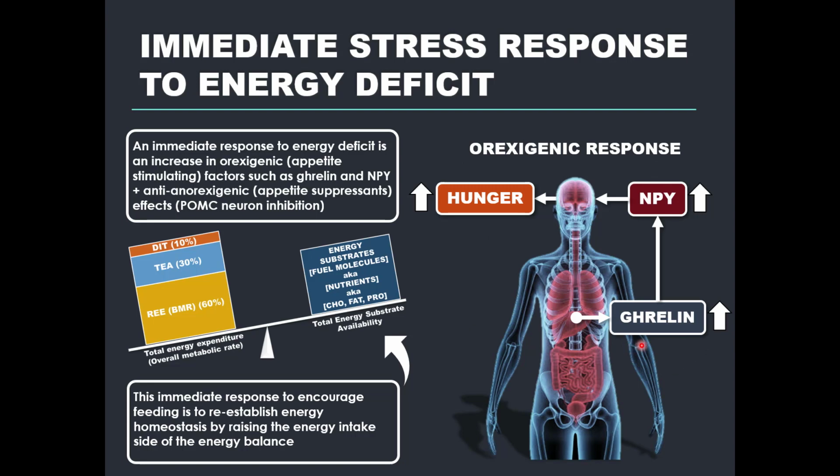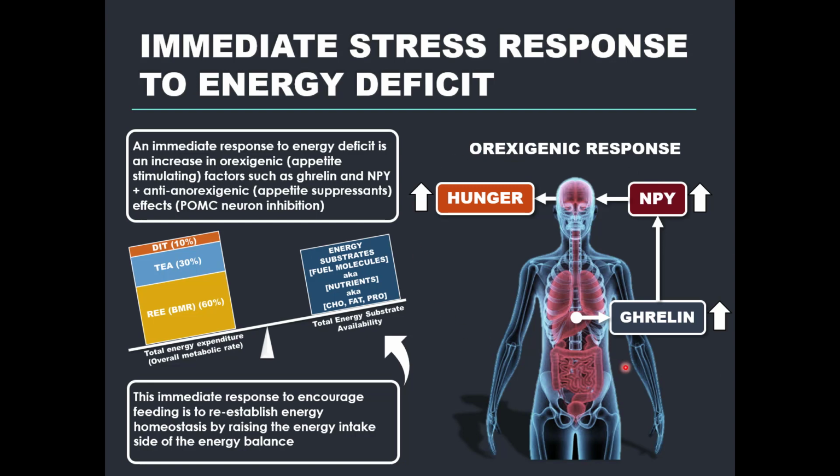Now, this is one example of an orexigenic response. There are other mechanisms that are orexigenic that stimulate appetite and hunger. So, in summary, if I ask the question, which of the following describes the immediate acute stress response to an energy deficit, the answer would be an orexigenic and anti-anorexigenic response, with one example being the ghrelin NPY mechanism. This is an example of an orexigenic signal.